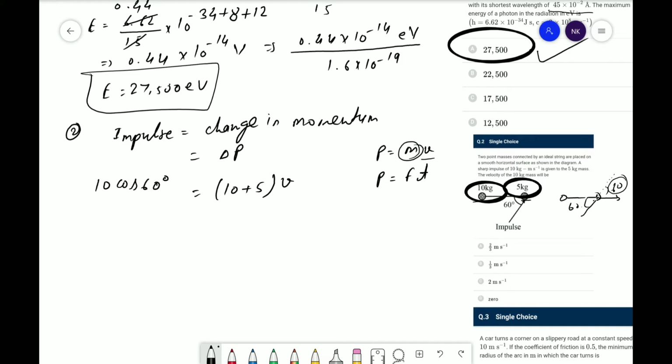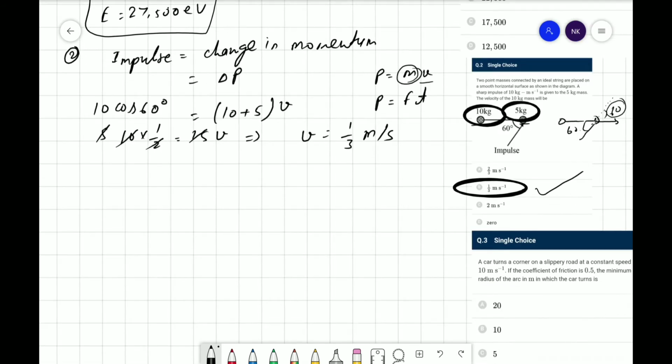Cos 60 degree means 1 by 2. Hence 10 into 1 by 2 is equal to 15 into velocity. Therefore 5 and 15, hence velocity is equal to 1 by 3 meter per second. Is there any option? B option is correct. Okay. Now moving towards the next question.